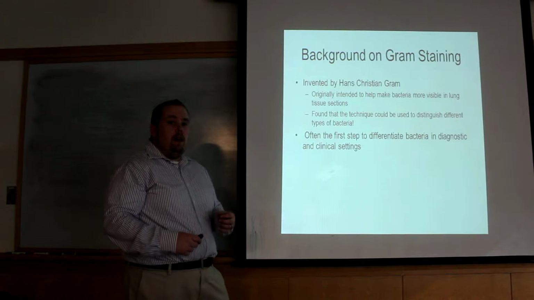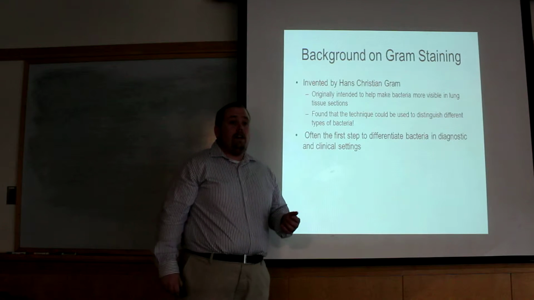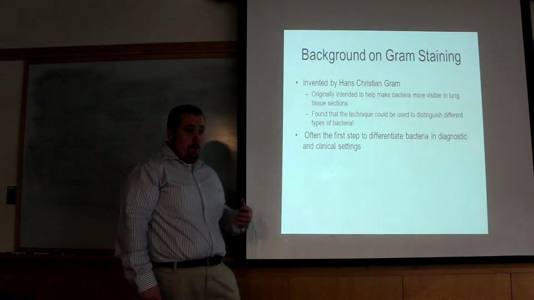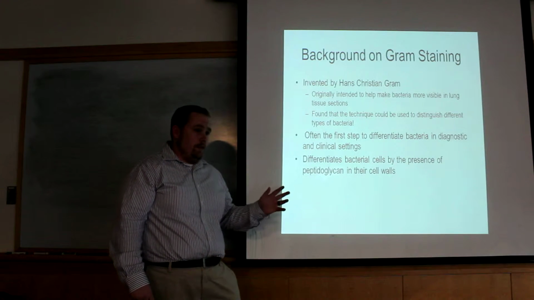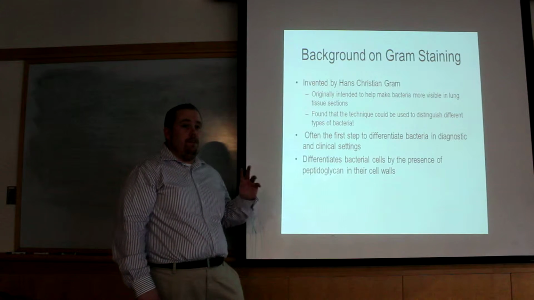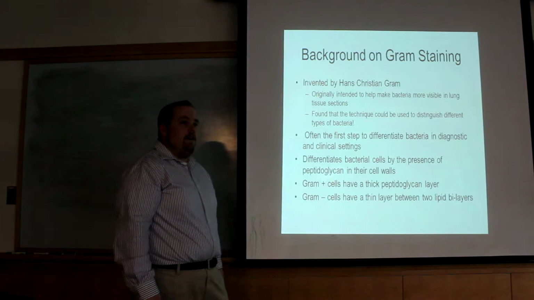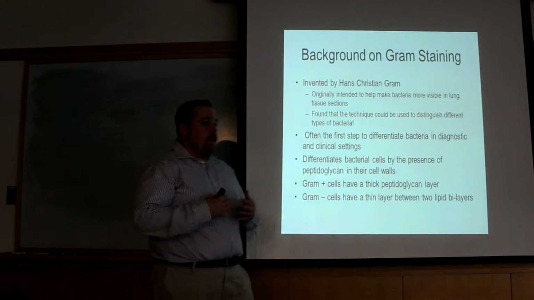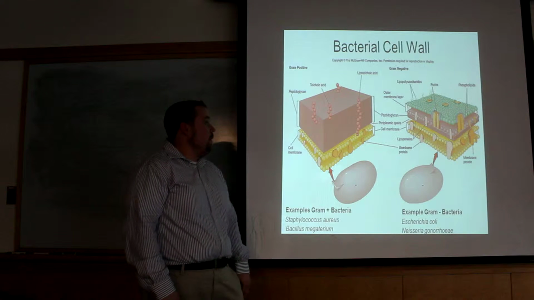It's used clinically and diagnostically to tell whether or not you have a particular type of gram-positive or gram-negative organism. And again, this helps to differentiate microbes by the presence of peptidoglycan in the cell wall. Gram-positive cells are going to have a very thick layer of peptidoglycan versus gram-negative cells that are going to have a very thin layer sandwiched between two lipid bilayers in the bacterial cell.